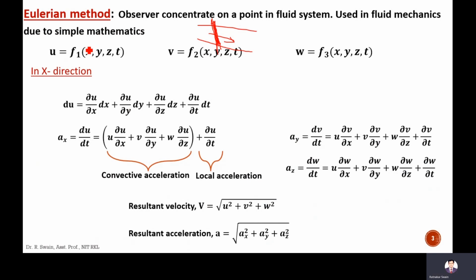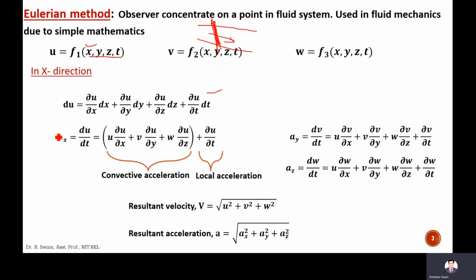So here the velocity u is a function of x, y, z and t. Velocity in y direction, v, is also a function of x, y, z, t. In z direction, that is w, is a function of x, y, z and t. So in x direction, the change in velocity we can write in terms of partial derivatives. Since u is a function of x, y, z and t, there are 4 terms. So in partial derivatives it should be del u by del x dx plus del u by del y dy plus del u by del z dz plus del u by del t dt.